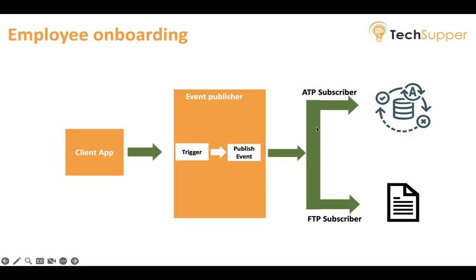And then I'm going to create two subscribers. One is for the ATP and the second is for the FTP. When the event is published, those two subscribers will be fired, and those two subscribers will be created based on the event pattern that is introduced in Oracle Integration 3. So let's look at this.